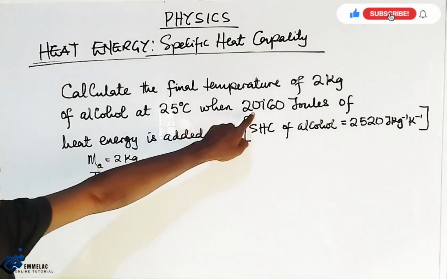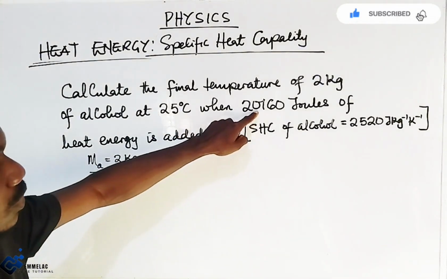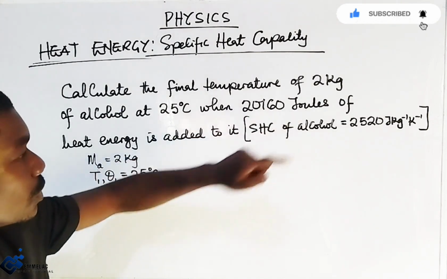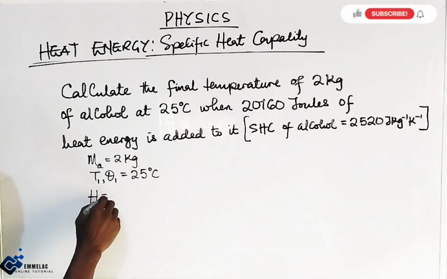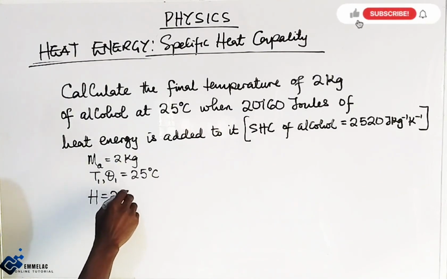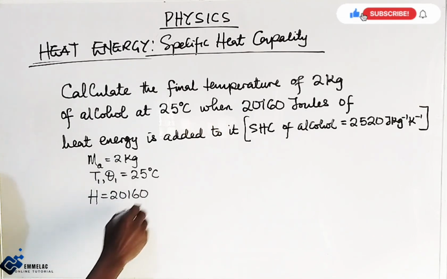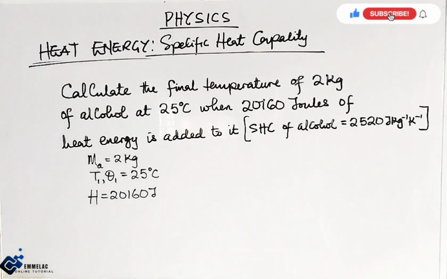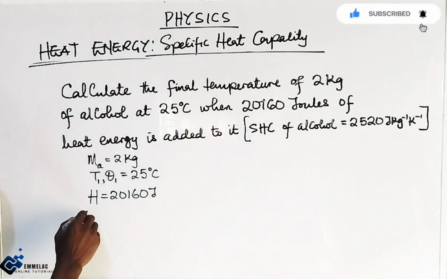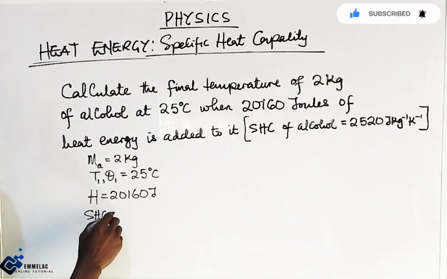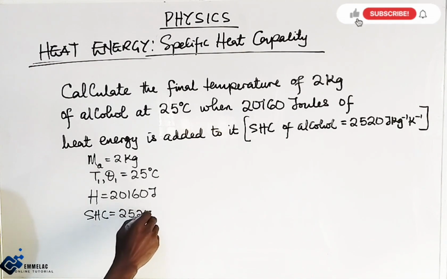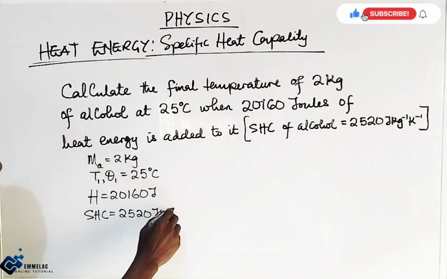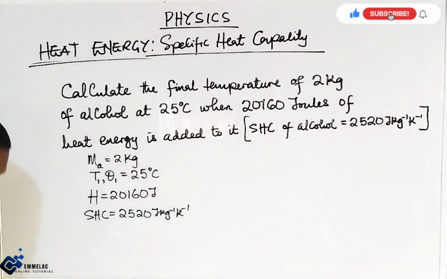Now, 20,160 joules of heat energy is added, so we write that out. The heat equals 20160 joules. And we are given that the specific heat capacity equals 2520 joules per kilogram per Kelvin.